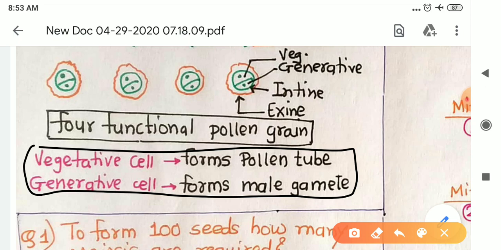Now 60% of angiosperms have the two-celled stage of pollen grain, where one is a vegetative cell and one is a generative cell. In the remaining 40% of angiosperms, the pollen grain will have a three-celled stage.